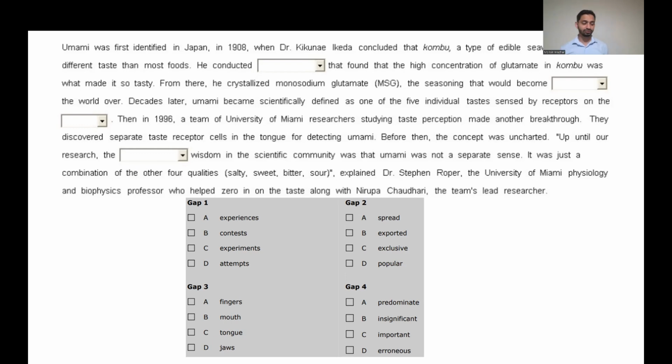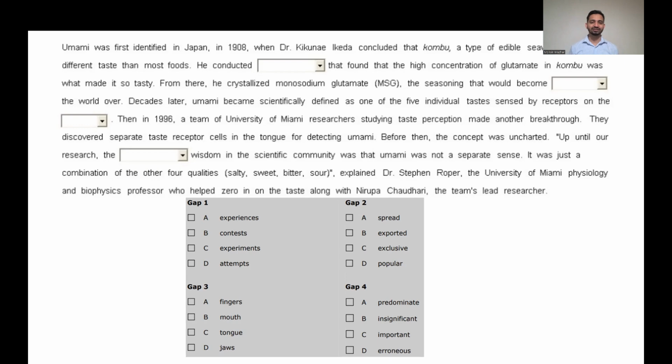I mean, we were doing the phrasal verbs, didn't we? Not phrasal verbs. We were doing collocations, verbs and nouns. Conduct. We did research. Conduct experiments. Can we conduct experiences? Not really. Conduct context? Not really. Conduct attempts? Not really. So after eliminating those three, I think C is the correct answer. Conduct experiments that found the high concentration of glutamate in kombu was what made it so tasty.